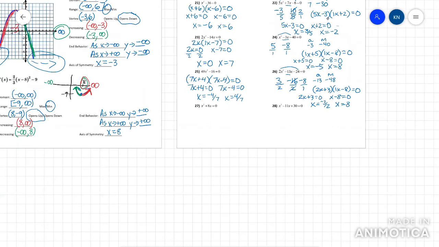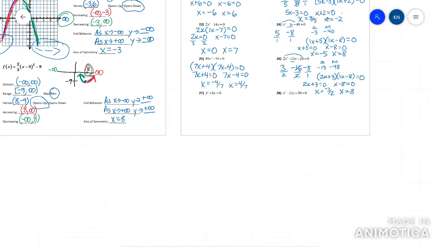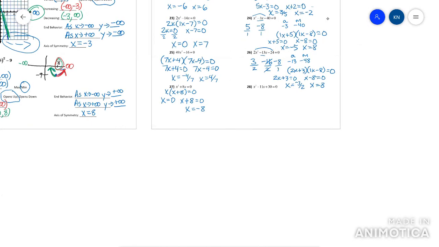The next one is a GCF again. So the thing that they both share is the letter x. Take it out, you'd be left with x plus 8. Set each of these factors equal to 0 and solve. Nothing to it.